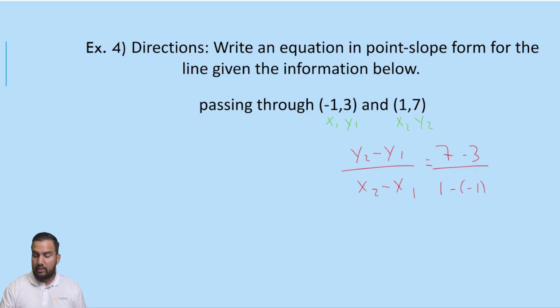Now, the reason why I'm going to say be careful is because what happens when you have 2 negatives next to each other? It's going to turn into a positive. So this actually is going to become 4 over 2, which simply is 2. What does 2 represent? 2 represents your m. How important is your m?